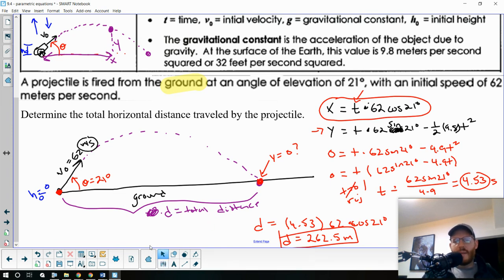Okay, so that's one application of parametric equations. There are others. Another application we'll look at is what happens if we have a parametrically defined solution to a linear system.